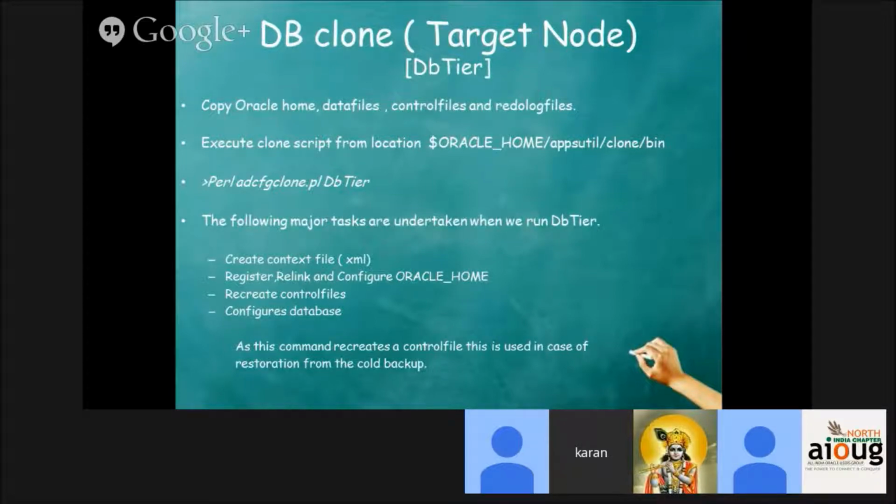This script will create an XML file for you. The XML file is generally called the context file, which has all your configuration related information. It will register, relink, and configure your Oracle home, recreate all the control files, and configure the database for you. Since dbTier creates the control files as well, it is generally used when we are restoring from a cold backup.